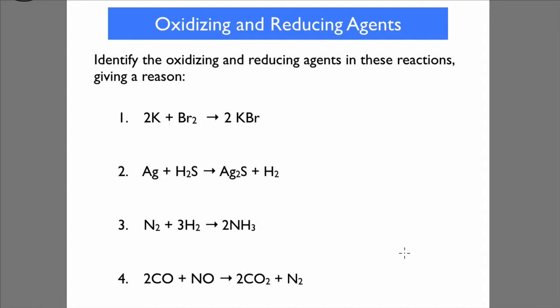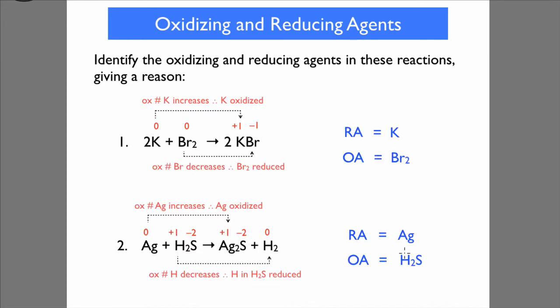Okay, you can press pause again and identify the oxidizing and reducing agents in these reactions and give a reason. Press pause and have a go at all four. Okay, we can see here that potassium is increasing in oxidation number, bromine is decreasing. So if potassium is increasing, it is being oxidized, and therefore it must be the reducing agent. If bromine is decreasing in oxidation number, it's being reduced, therefore it is the oxidizing agent.